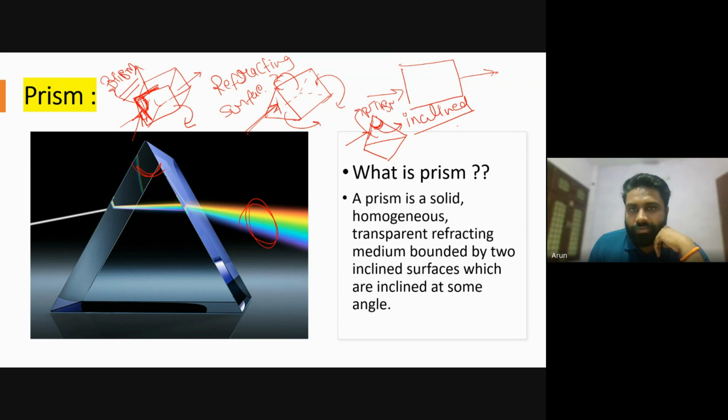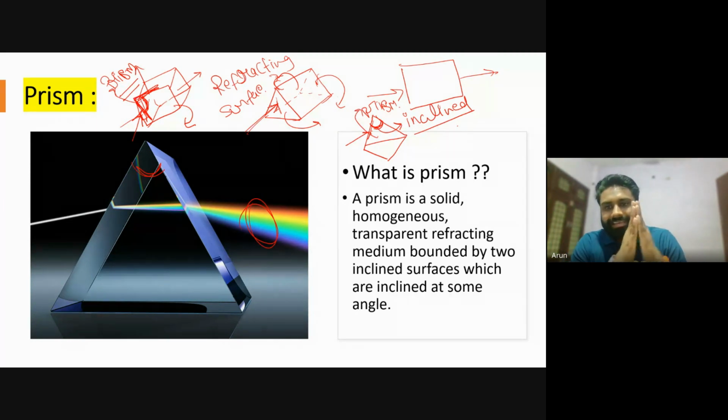Got it? So what is the condition for two surfaces to be a prism? These surfaces are inclined at some angle. Now, if you are clear with this, what is a prism and how we can classify any object as a prism or not, you can just write it in the chat box if you are clear with this. Okay?